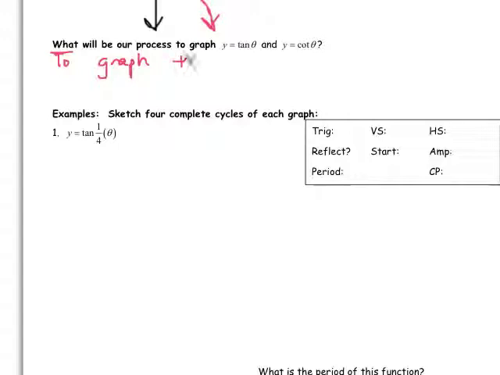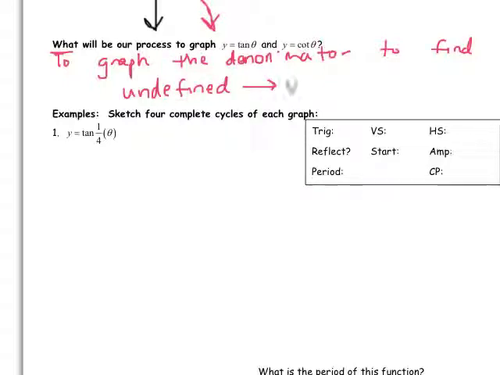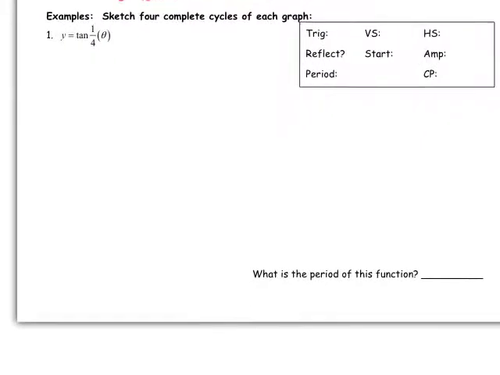Okay, so we talked about our process, but our process is going to be to graph the denominator to find where it is undefined. And those will be our vertical asymptotes. Okay, so let's do an easy example to start with.